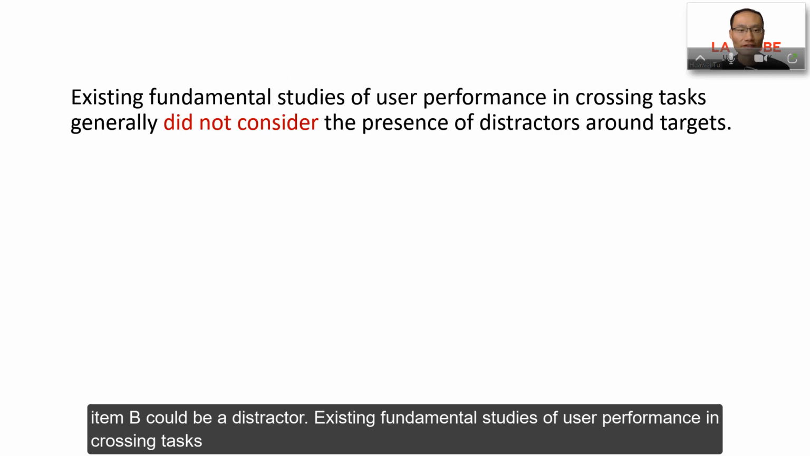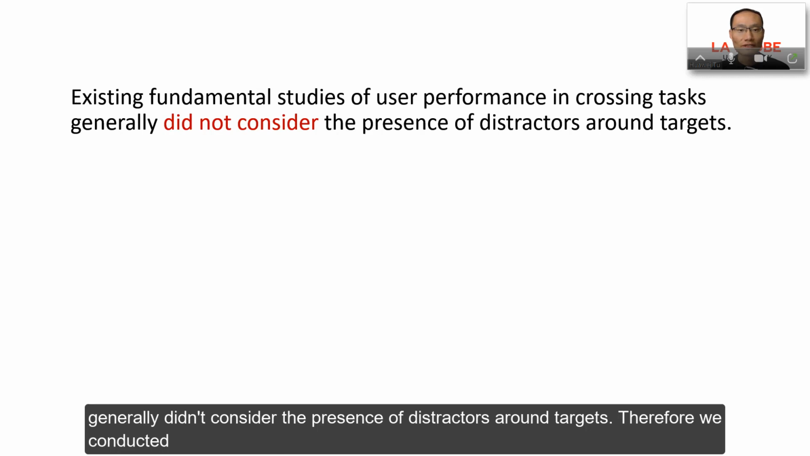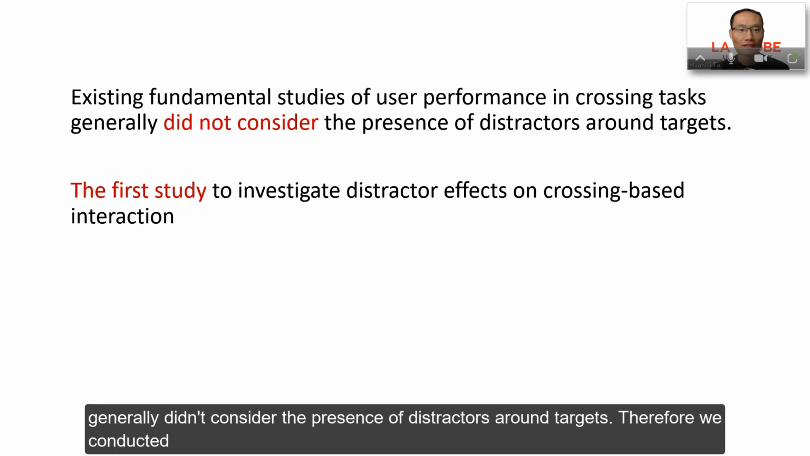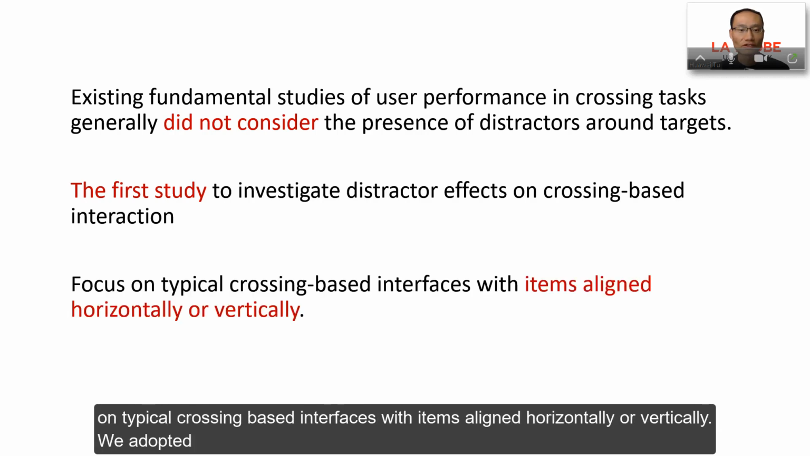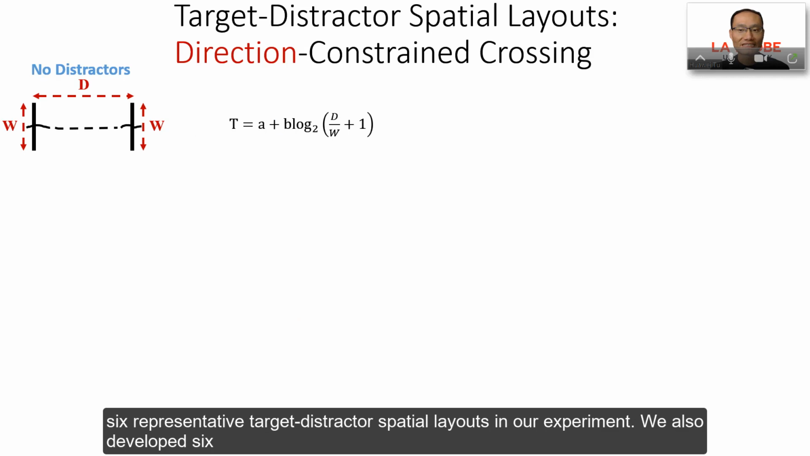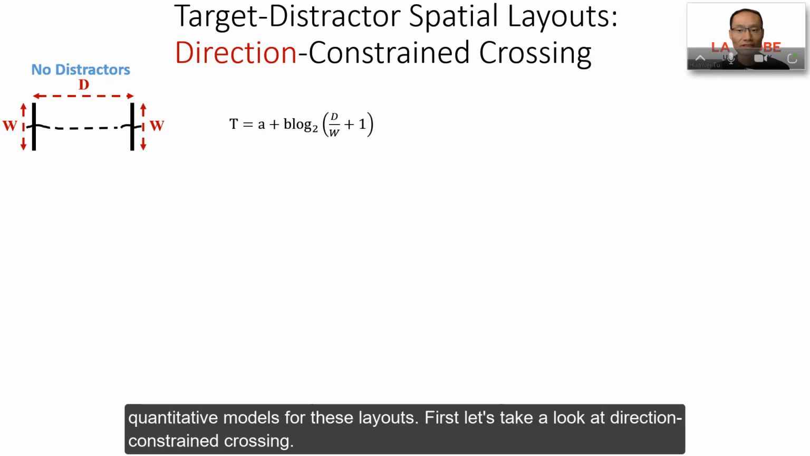Existing fundamental studies of user performance in crossing tasks generally didn't consider the presence of distractors around targets. Therefore, we conducted the first study to investigate distractor effects on crossing-based interaction. This study focuses on typical crossing-based interfaces with items aligned horizontally or vertically. We adopted 6 representative target distractor spatial layouts in our experiment. We also developed 6 quantitative models for these layouts.